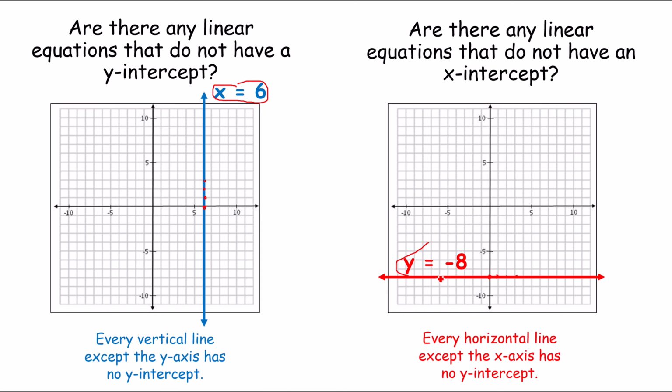Now I don't want to dwell too much on this at this point, but notice that x equals a number is always the equation for a vertical line. y equals a number is always the equation for a horizontal line. We will come back and talk about that at great length in a future video.